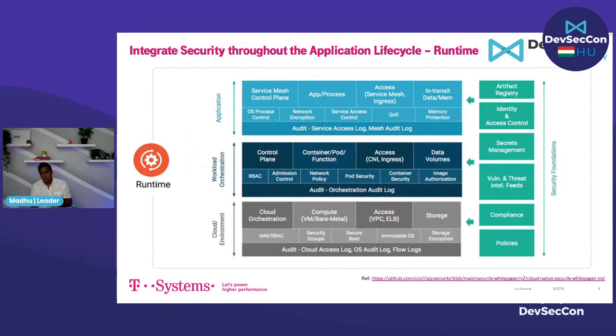And the last one is the runtime. As you can see, the runtime phase consists of three critical areas. One is the application, so compute. The other one is access, who has access. And the third one is storage, where you store, what storage components you have.